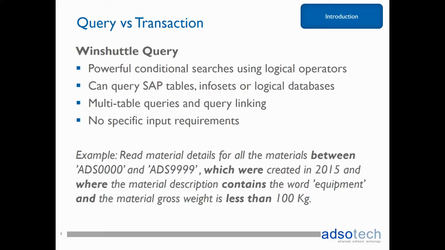For example, you could build a query that reads the details for all materials within a certain material number range, materials that were created in a certain year, where the material description contains the word equipment, and where the gross weight of the material is less than 100 kilograms, for example. So the queries can be a lot more complex.